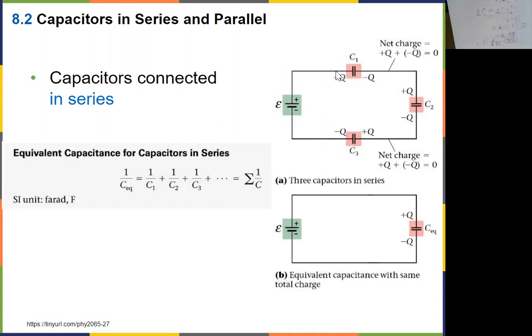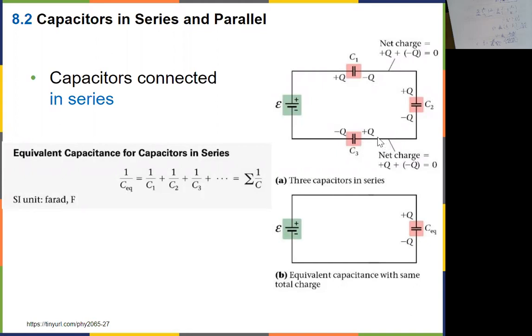If you have them connected one after another, we call them in series. In that case, they share the same charge. You can see, if positive Q is deposited under here, then according to charge neutrality, you should have negative Q deposited over here. And then on the other side, you should have positive Q, since this is a capacitor. On one side you have negative Q, the other side should have positive Q.